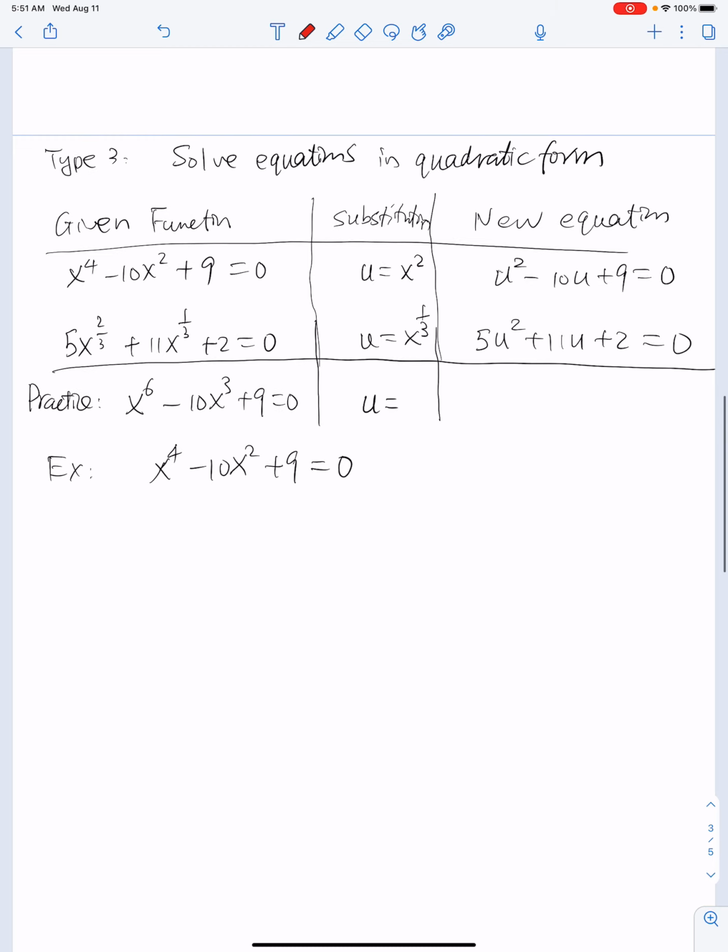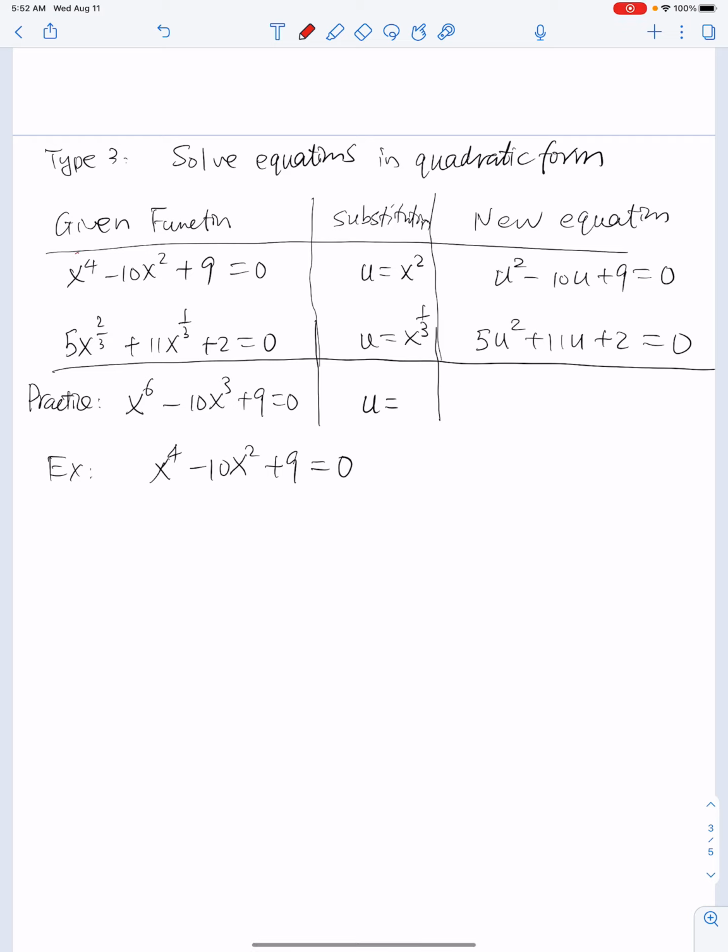Okay, so the next part is we want to solve the equations in the quadratic form. What does this mean? So this means if you have an ugly equation like x^4 minus 10x squared plus 9, or 5x to the power 2/3 plus 11x to the 1/3 plus 2 equal to 0. Okay, so what is one property that you need to pay attention to?